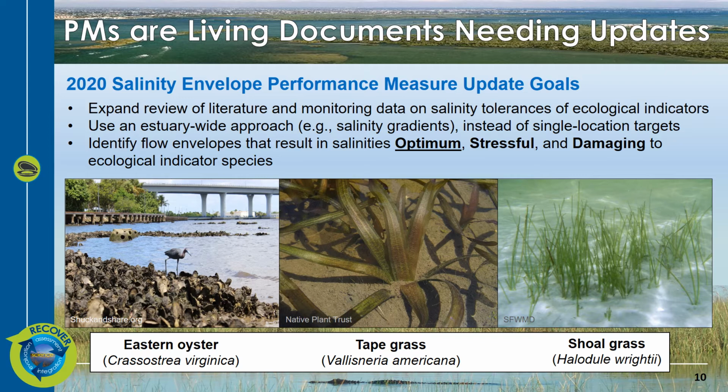And finally, we wanted to identify flow envelopes that resulted in salinities that were optimum for these species. We also wanted to identify stressful and damaging conditions for each of these ecological indicator species. For the purpose of this talk, however, I will only focus on how we develop the optimal salinity envelopes and their respective flow targets.